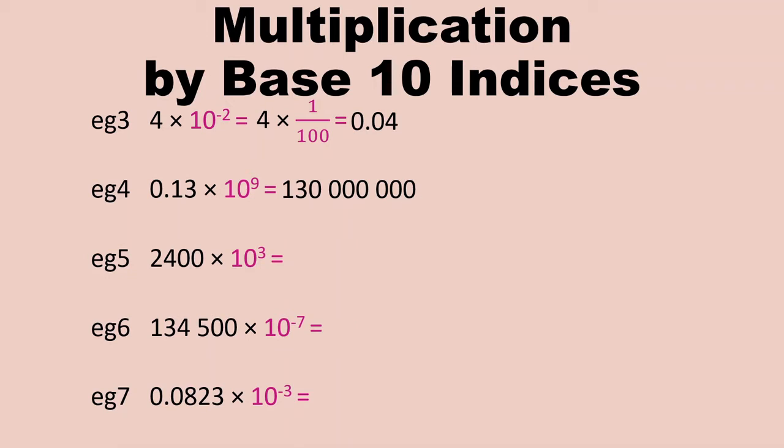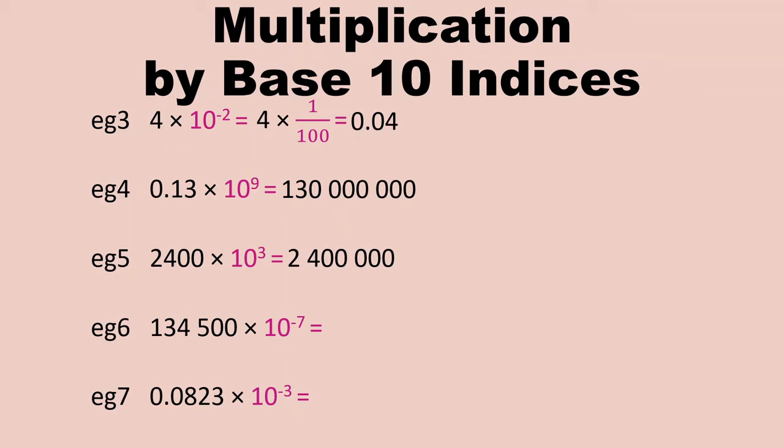Example 5, 2,400 times by 10 to the power of 3. Every time we multiply by 10, the numbers shift up one place value. So that's going to be shifting those place values up 3 places. I can just tag on an extra 3 zeros to the end there. So that's 2,400,000.